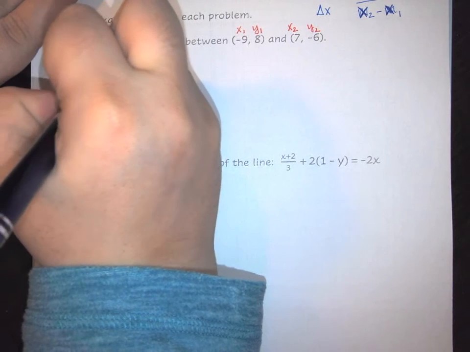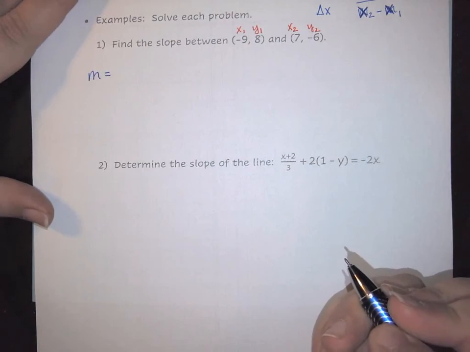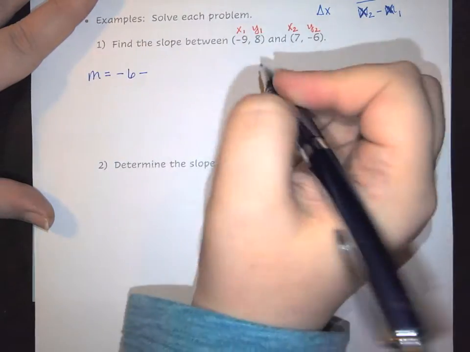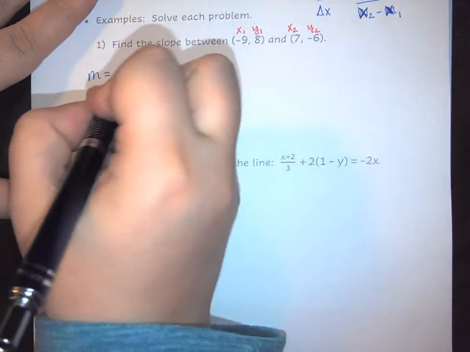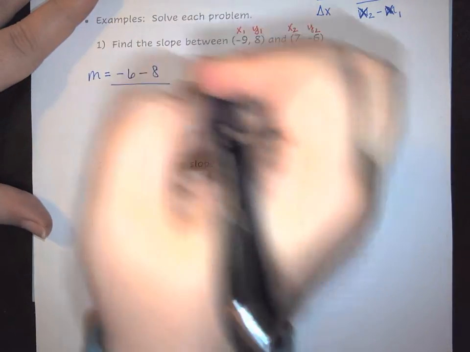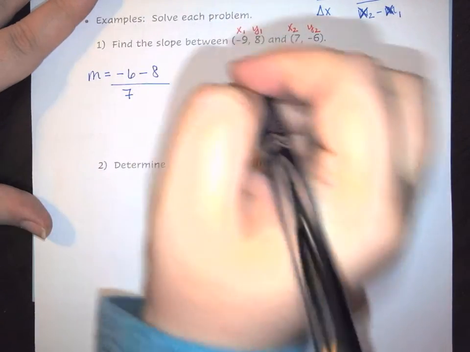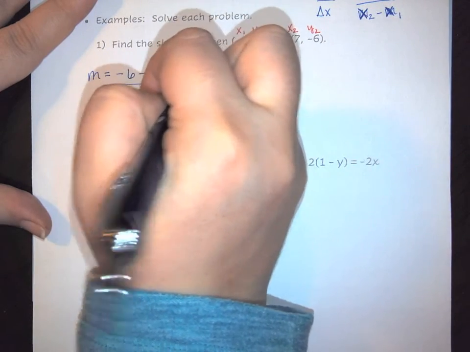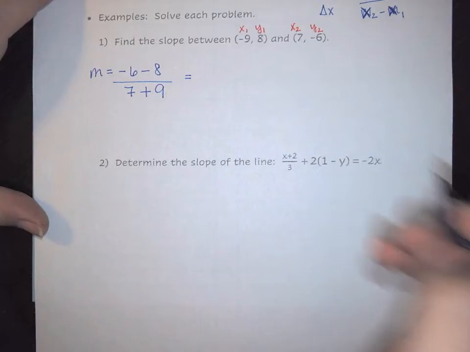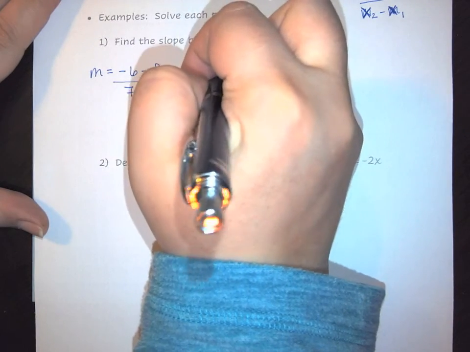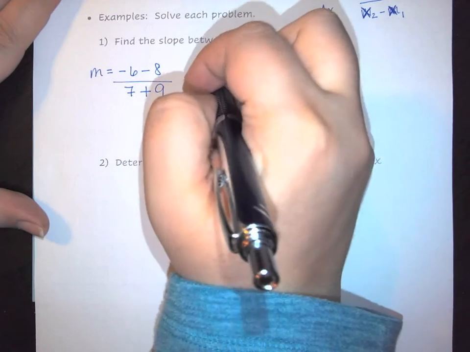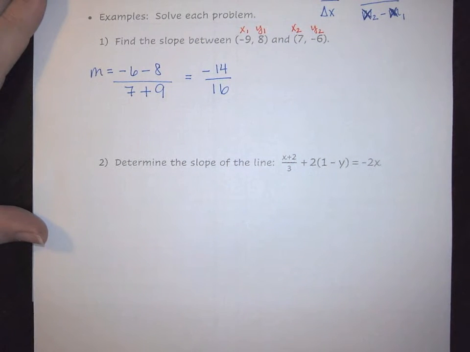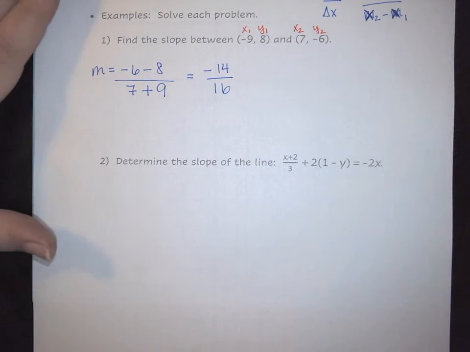So here we're going to have that our slope is going to be y2, so negative 6 minus y1, so minus 8, all over x2, which is 7 minus negative 9, or plus 9. So negative 6 minus 8 is going to give you a negative 14, and 7 plus 9 is going to give you 16. Therefore, your slope is going to be negative 14 over 16.